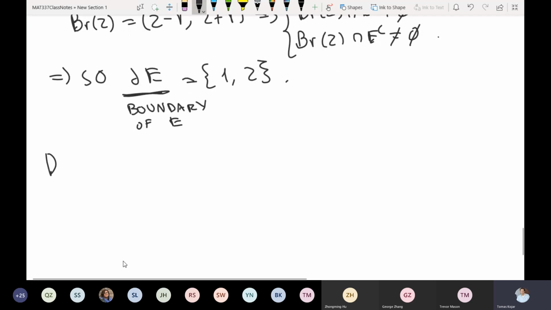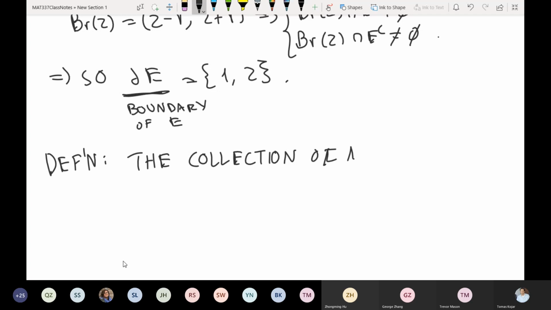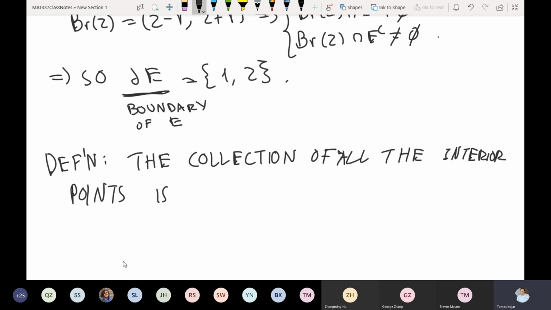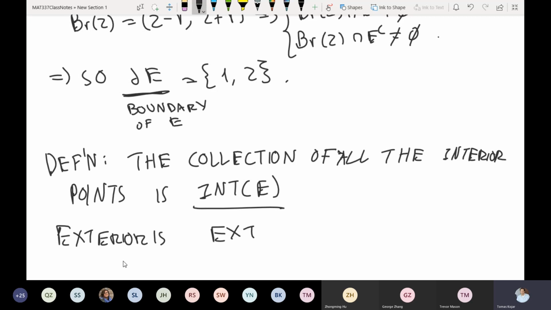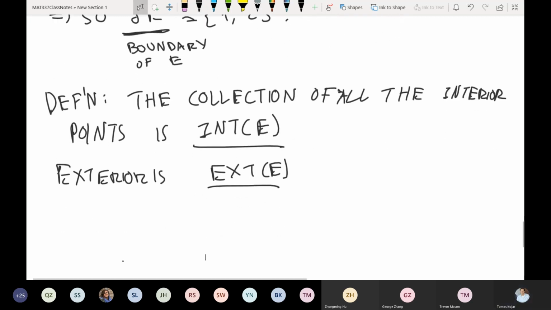So let me write some definitions. The collection of all the interior points is denoted interior E. Exterior points is exterior E, and the boundary is partial E.